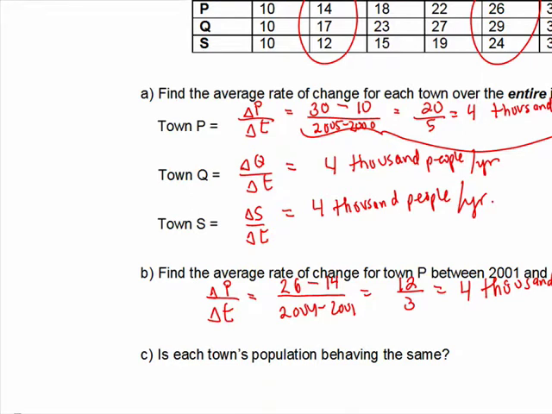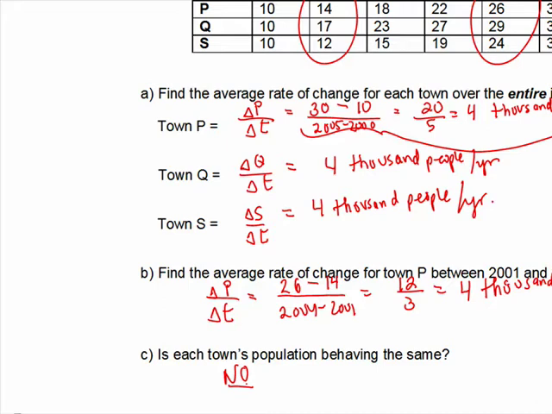So the question that gets asked is each town's population behaving the same? And of course the answer is no. Right? Population P is going up by 4 each year. If we look at population Q, you'll notice it goes up by fewer each year. It goes up by 7 the first year, 6 the second year, 4 the third year, 2 the fourth year, and then only 1 that last year.